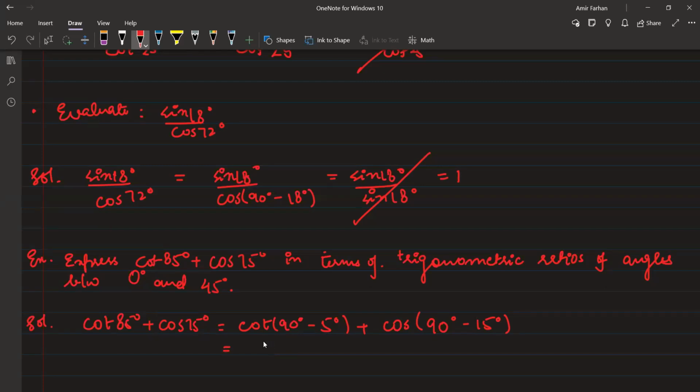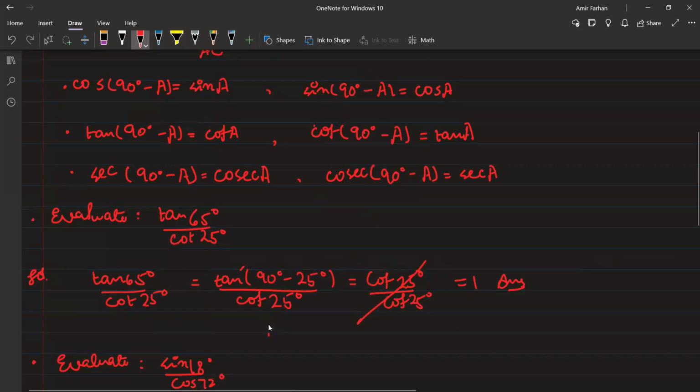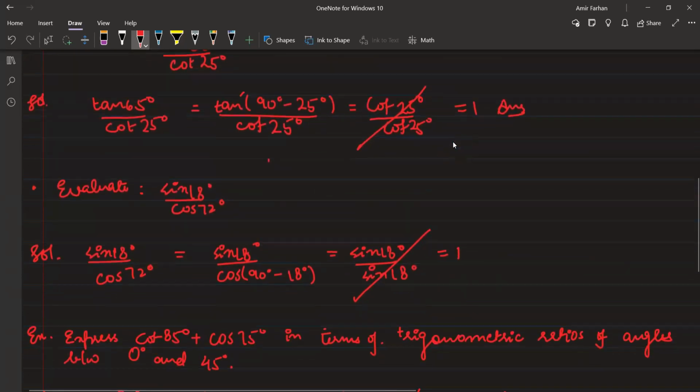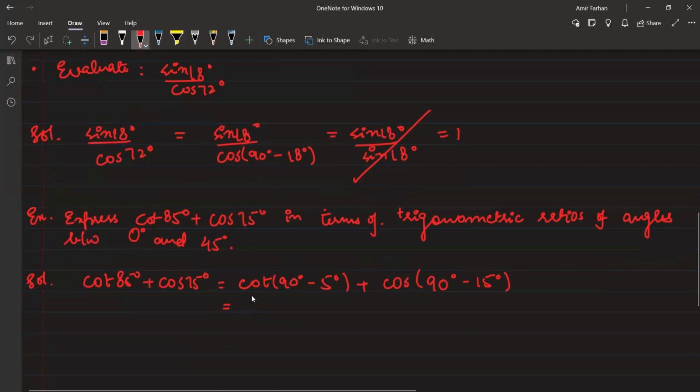Sine. No. Cot, C-O-T, cot. Reciprocal of cot. Oh, sorry, complementary of cot. Cot 90 minus A is what? Tan A. Tan A, na, dear? Tan A, very good.